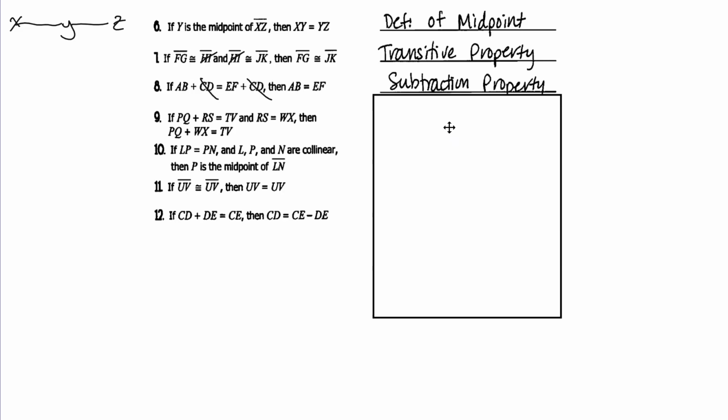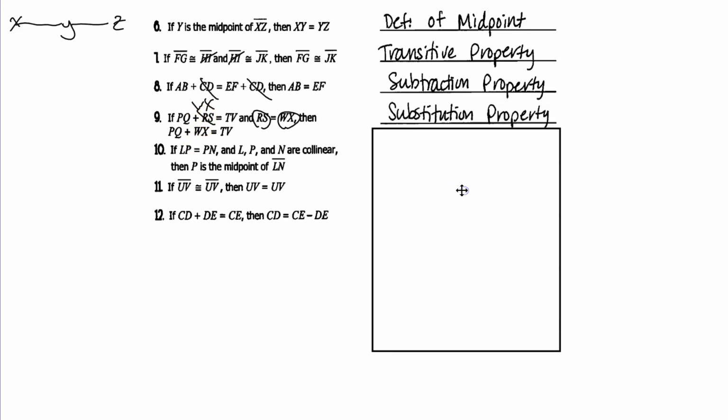If PQ plus RS equals TV, and RS equals WX, then PQ plus WX equals TV. So notice that it says here that RS equals WX. So instead of RS, can I just put WX here? And it would be equal to the same number. So that is substitution. It's the substitution property.